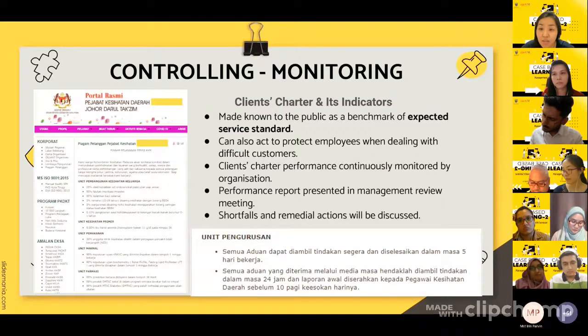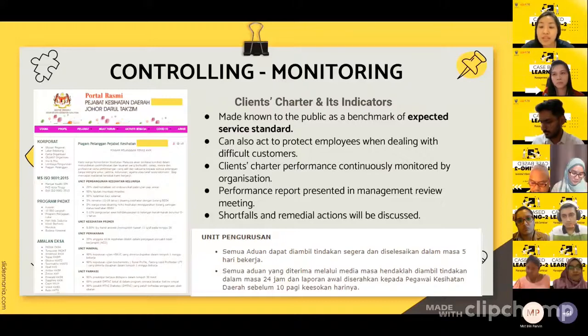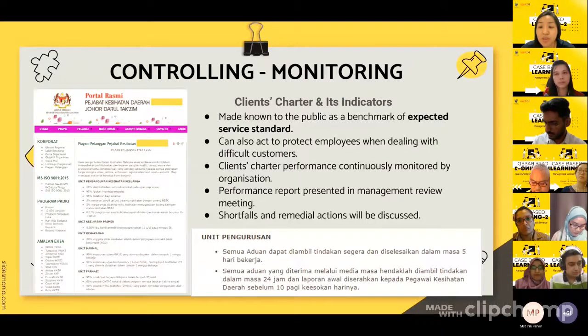In the public sector, monitoring of client charters is intended for control and management within the sectors. And nowadays, service performance information is published for public review. As a manager, we must also ensure clients' charter performance is continuously monitored by the organization. The performance report has to be presented in the management review meeting where shortfalls and remedial action will be discussed.